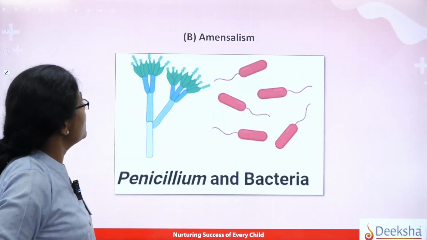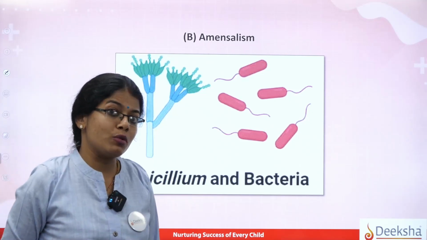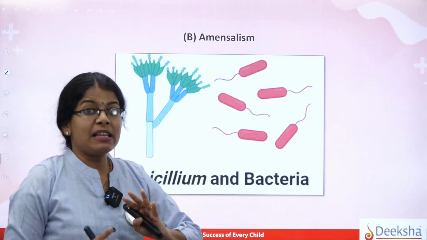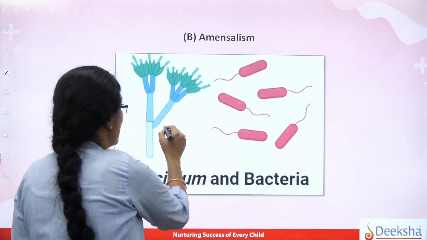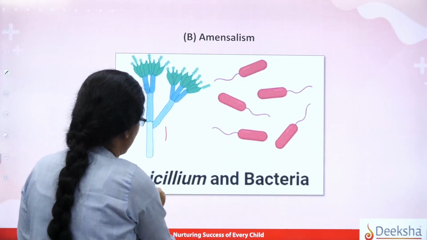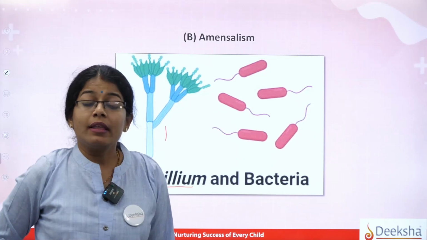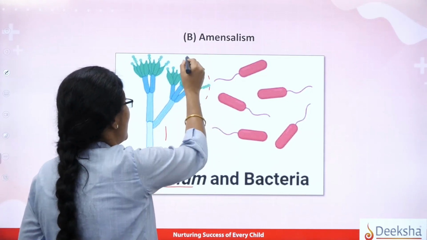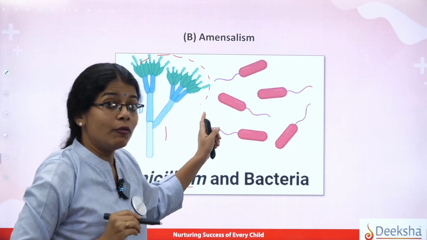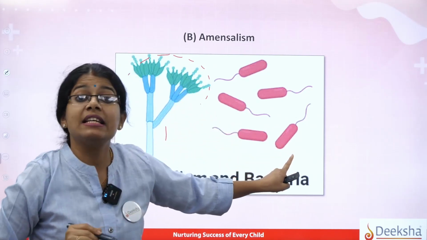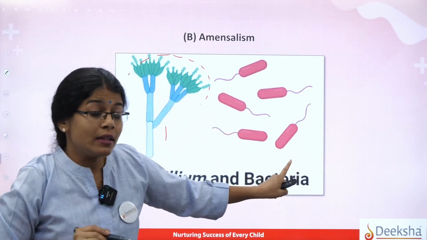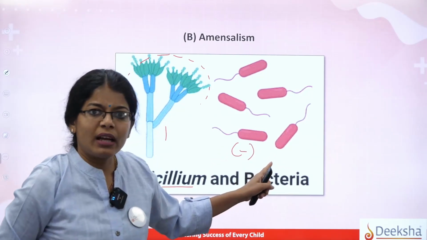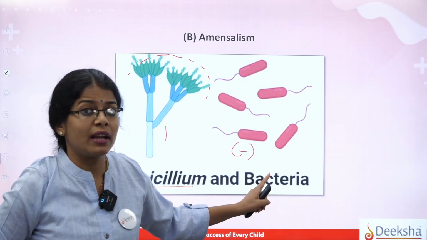Next comes Amensalism. Look at this, students. Now this is something very new to you. Amensalism can be best explained by a fungus. Now imagine, this is one fungus called Penicillium, correct? This Penicillium will produce the chemical penicillin, okay? And this penicillin will be killing the bacteria. So if you see in this case, bacteria are killed. And what does that become? Negative interaction.